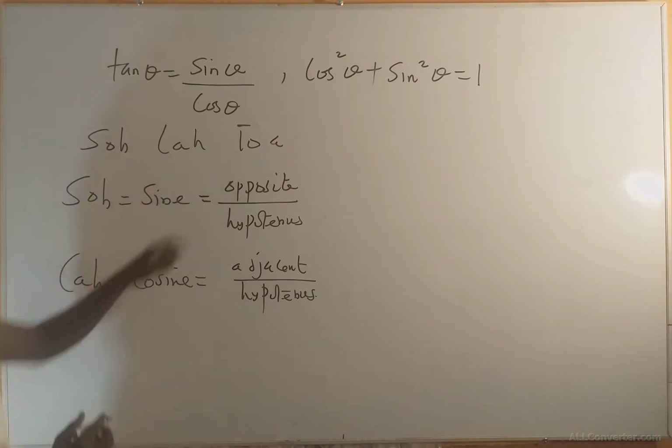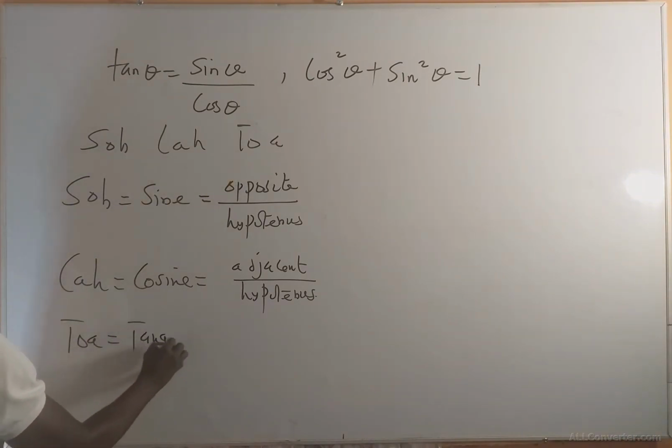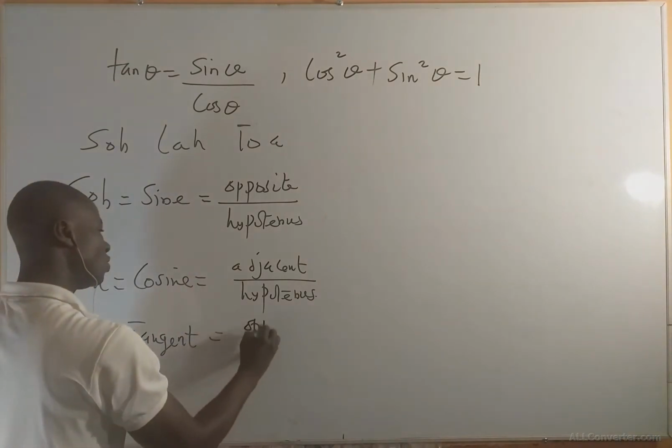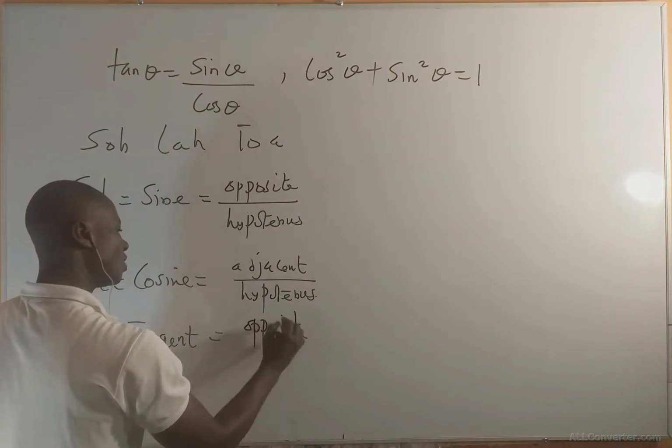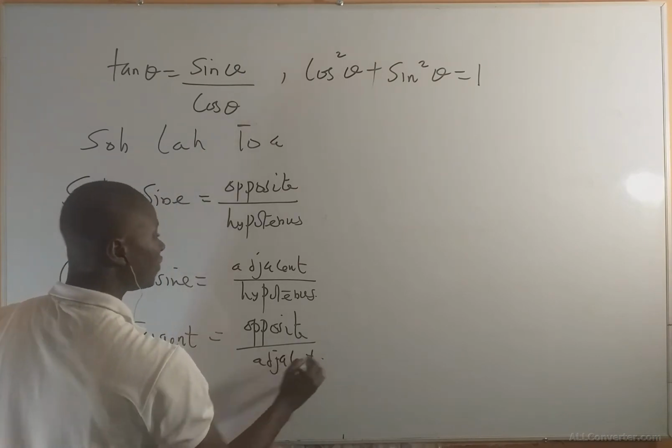Then we have the TOA. The TOA is the tangent, or the tan. This is opposite over adjacent. That is O over A.